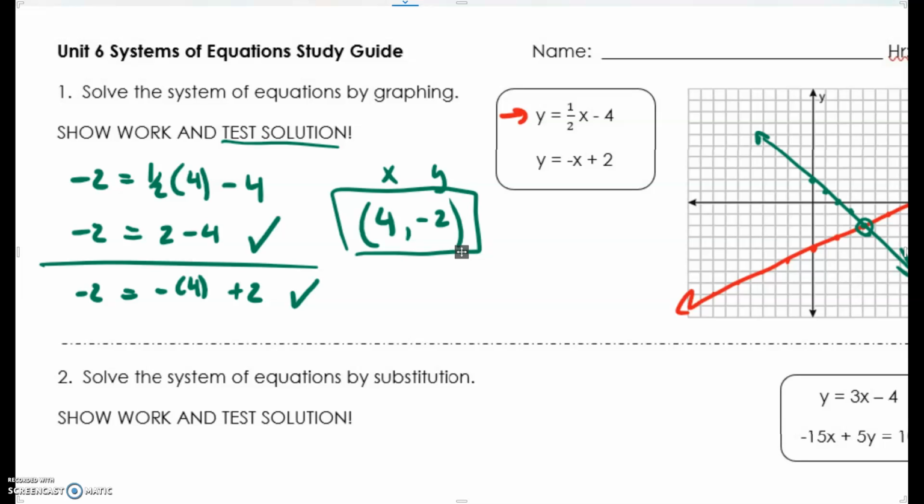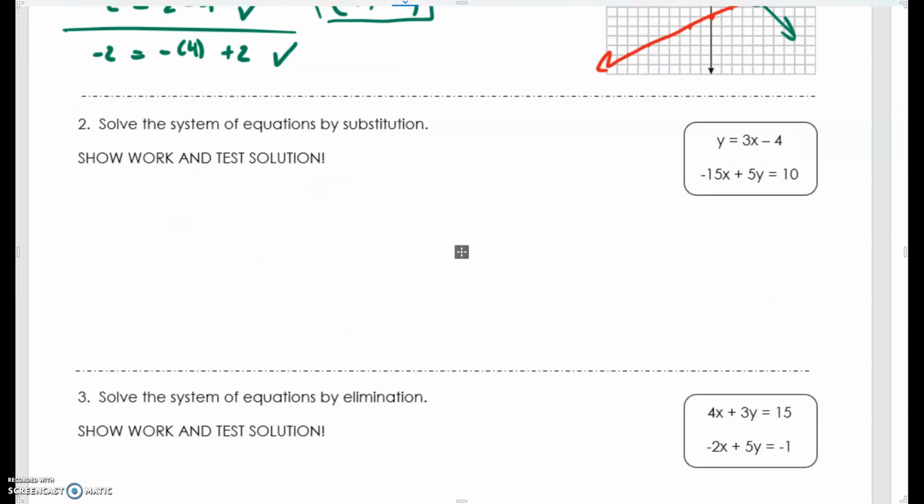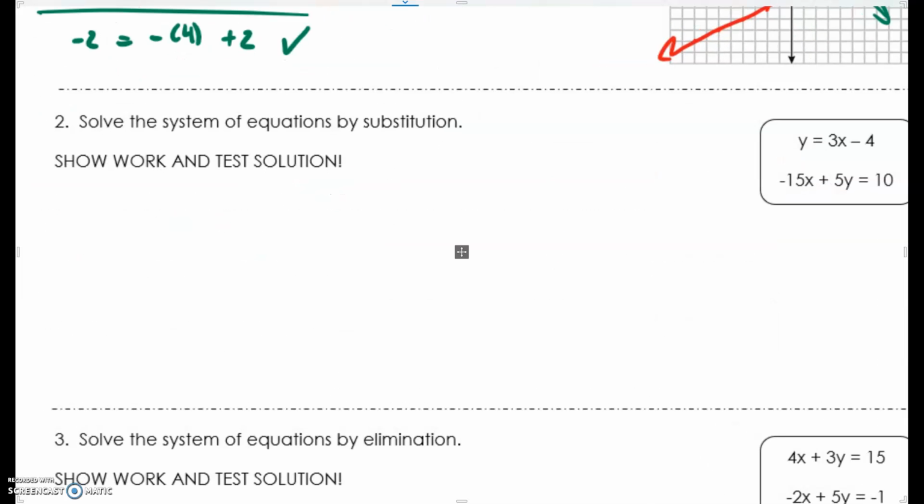And make sure whenever the problem says to do that, that you do that as well, because it'll be worth points if it says it. Alright, there's your number 1, solved by graphing. Number 2, solve by substitution. Make sure you use that method.